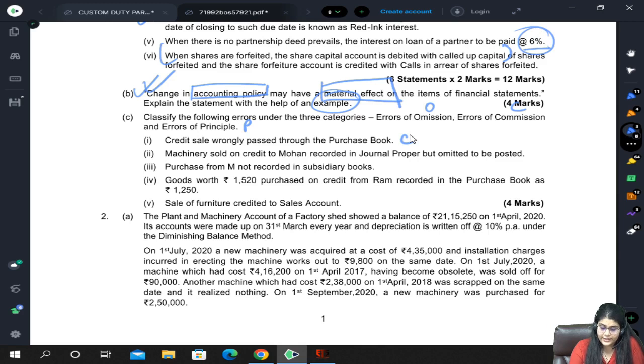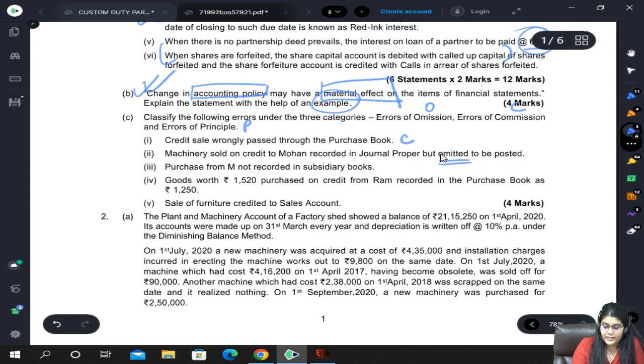Machinery sold on credit to Mohan, recorded in journal proper, but omitted to be posted. Very clearly, error of omission. Purchase from M, not recorded in subsidiary books.